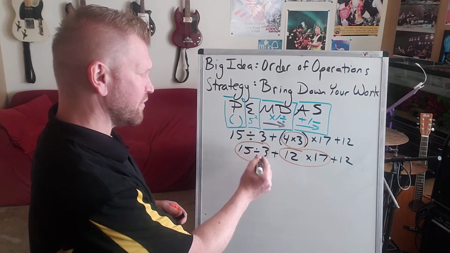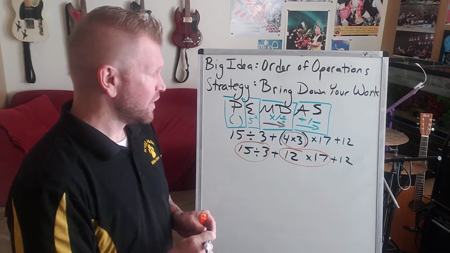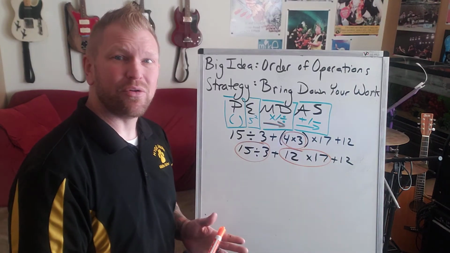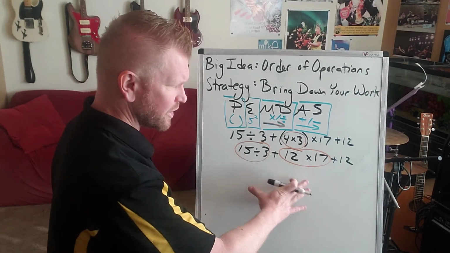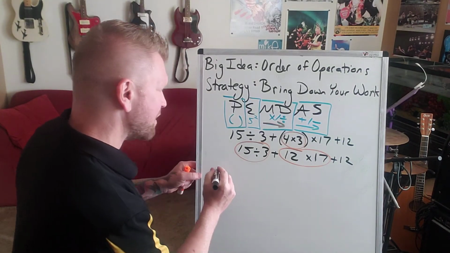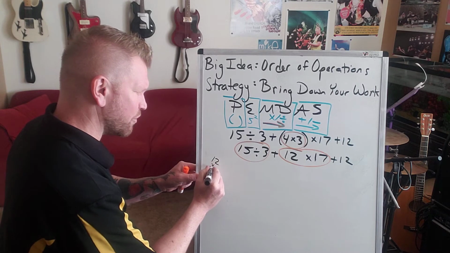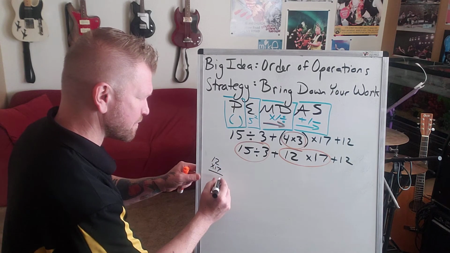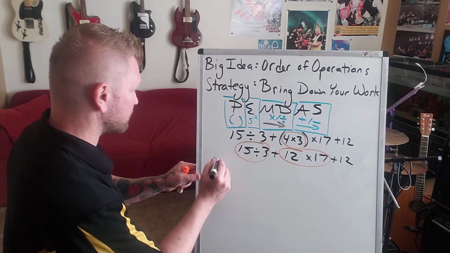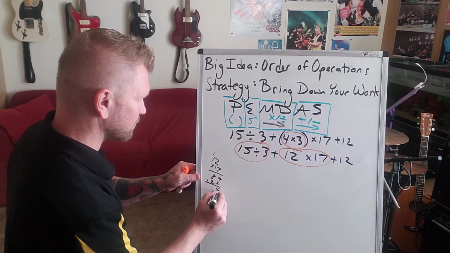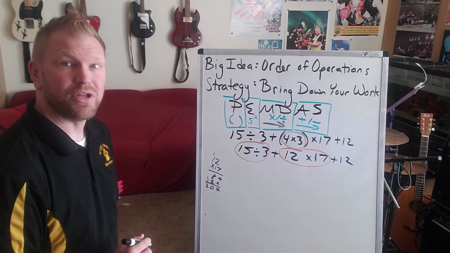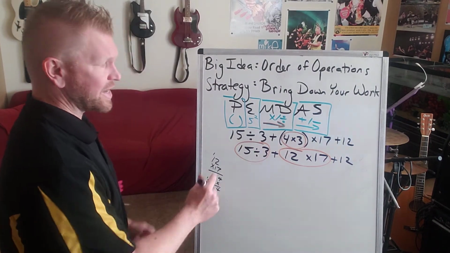Now I know that 15 divided by 3 is 5, that I know. Now 12 times 17, you might not know what that equals. So you might have to do it off some scratch paper or off to the side. Don't do it right here because this is where our work is going to come down. But maybe off to the side, figure out what is 12 times 17. Looks like it's 204. So now that we know that, now we can bring everything down.